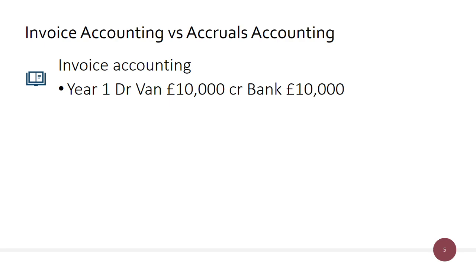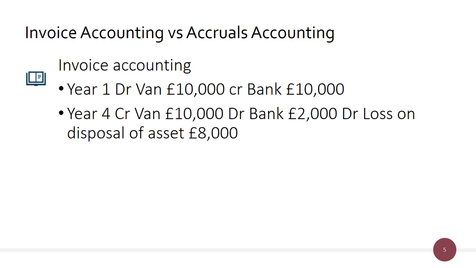It's really reducing in value, but we don't do anything about that because we're in invoice accounting or cash accounting land. And in year 4, we sell this van for £2,000 because it's now started to fall apart a bit. And what we do is we go credit the van, £10,000 at cost. We've gone debit bank £2,000 for the money that we've got in, what's known as the residual value of the van here. And then we've got this loss. And this loss is the disposal of the asset, and that's an £8,000 loss. So we've gone debit loss on disposal.